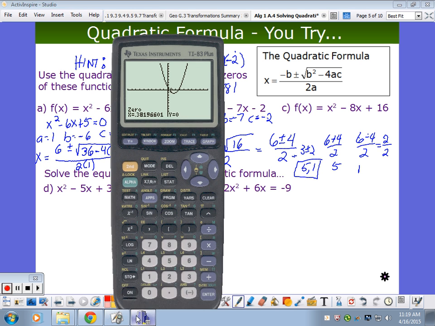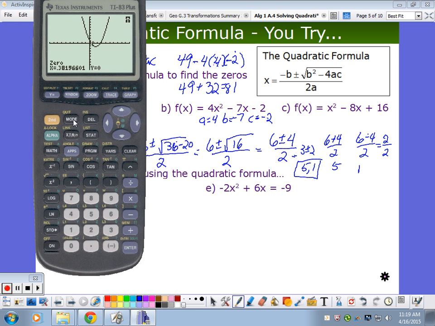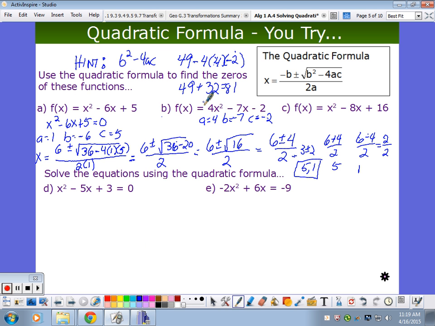Now, calculator, if this kind of thing is hard for you, just type this in your calculator. 49 minus 4 times 4 times negative 2. Okay? So if that kind of work is hard, just put it in the calculator. So I've done a lot of the hard work. I'm just pushing this one down here now. So it's going to be x equals negative b, negative negative 7, which is 7. Plus or minus square root of, I already did the hard work here, 81. All over 2 times a.